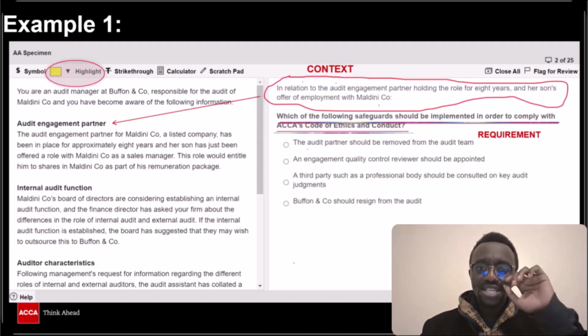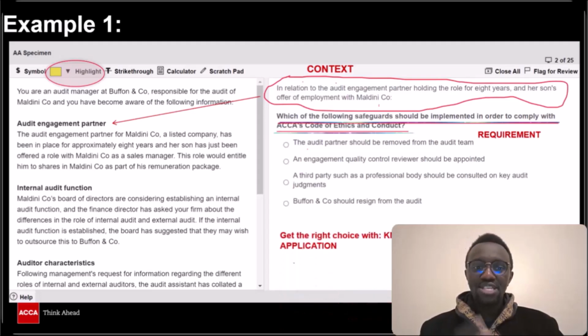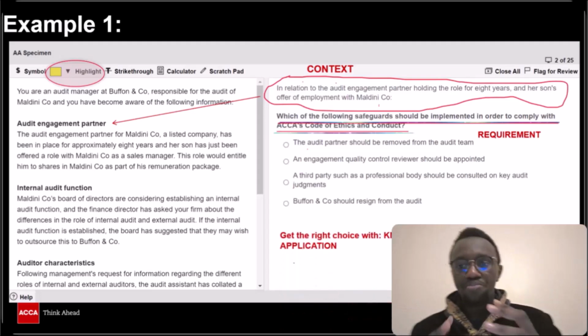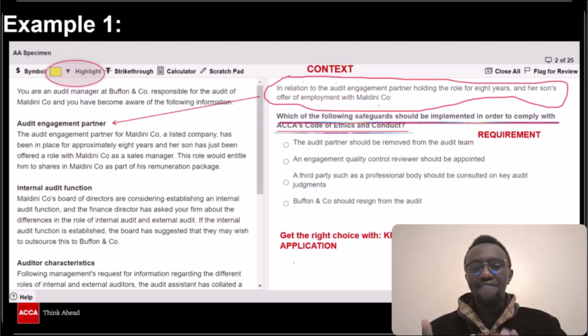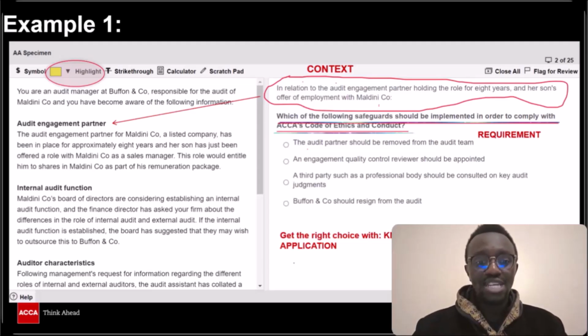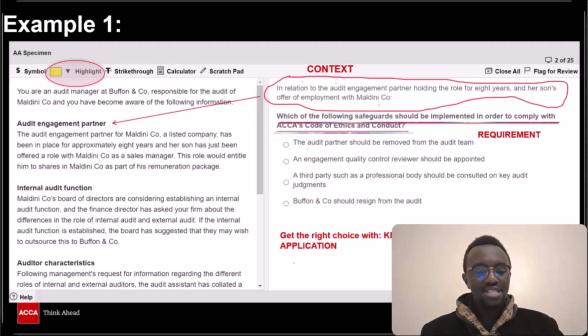Now, what do you also notice about this? Well, first, there's a bit of knowledge that can help here. Getting the right choice would be looking at the fact that you have the knowledge and the application. So if I was to read this scenario and I see here that the partner has been the engagement partner for 8 years, knowledge would tell me to remove that person from the team.